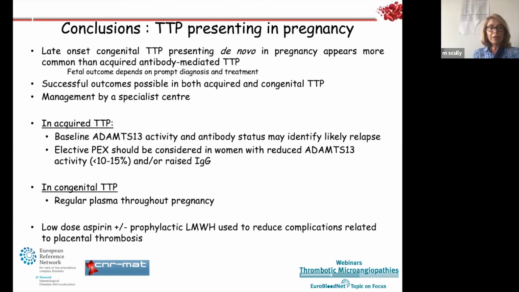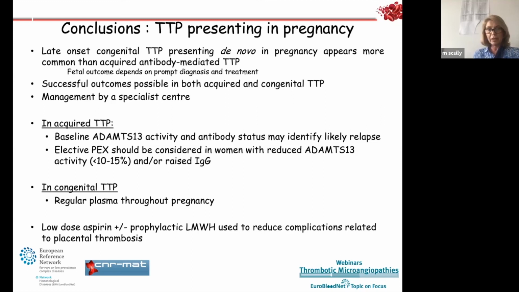In immune-mediated TTP, the baseline ADAMTS13 activity may help to identify likely relapse. So those ladies with the lower levels at the beginning of pregnancy are more likely to have an acute TTP episode somewhere during pregnancy or the postpartum period. An elective plasma exchange can be considered in women who drop their ADAMTS13 down to about 10 or 15 international units per deciliter.